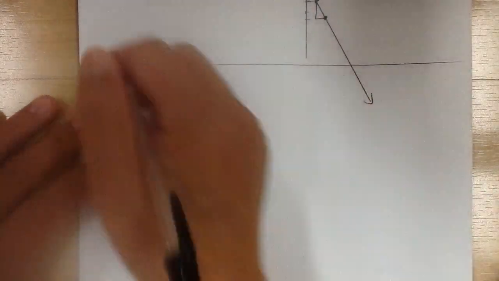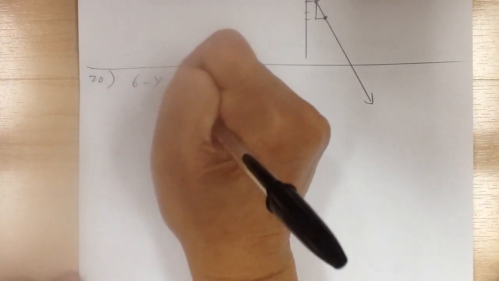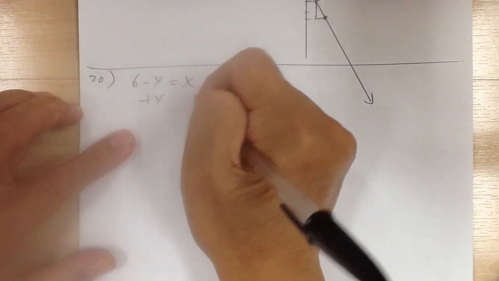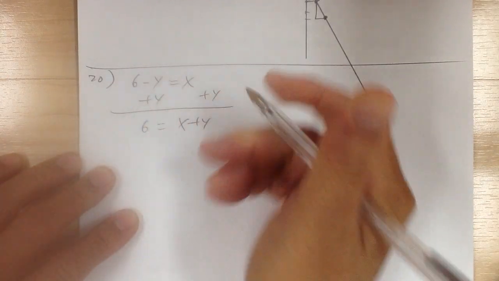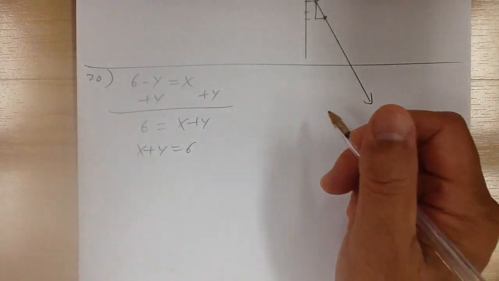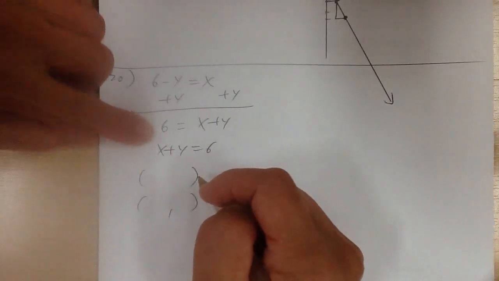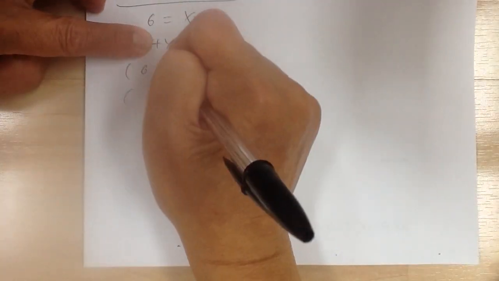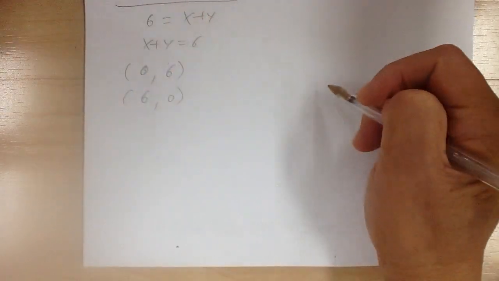Okay, next one, number 20. You have 6 minus y equal to x. So for this one, I'm going to move this over, so plus y, because this is not a really nice form. So you got 6 equal to x plus y, and I'm going to just flip it over, so x plus y equal to 6. Okay. And again, from here, you can go and get your intercept points. Okay, so let x equal to 0, then y equal to 6. And if you let y equal to 0, then x equal to 6.